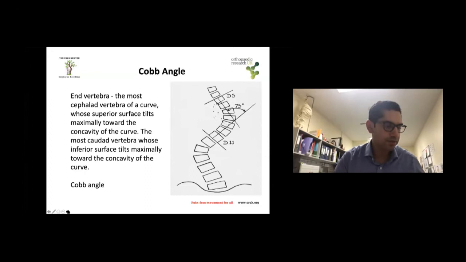And the Cobb angle is important to measure in every single patient with scoliosis, because this will help you plan treatment and to determine whether the curve is progressing. And it's usually important to have the same end vertebra in your mind and documentation to subsequently measure progression.